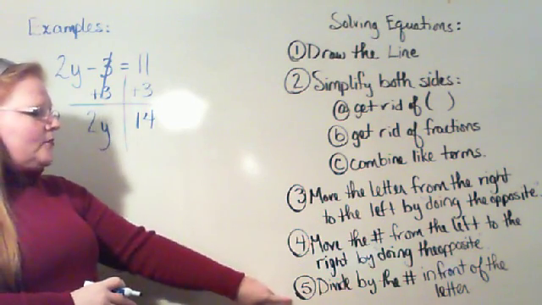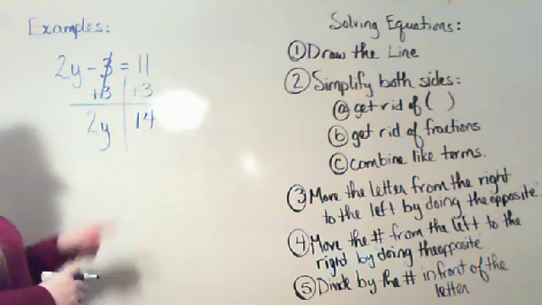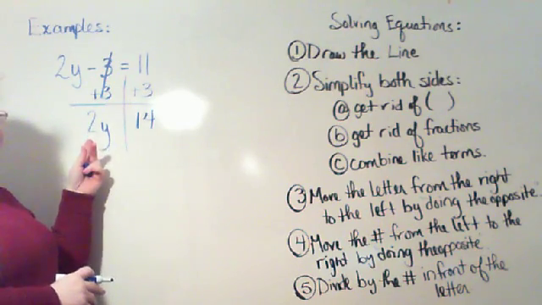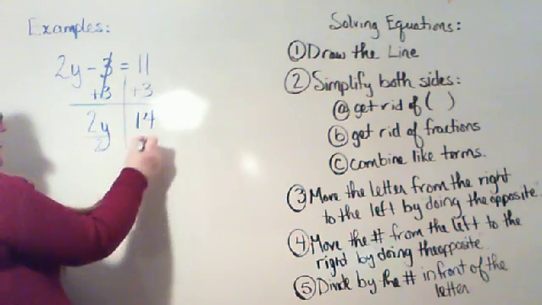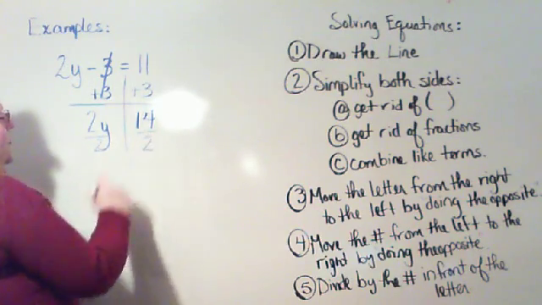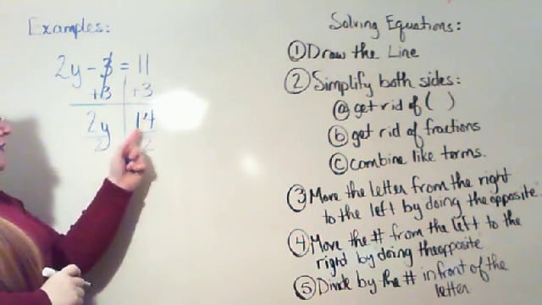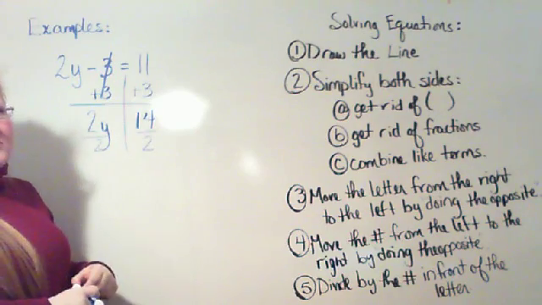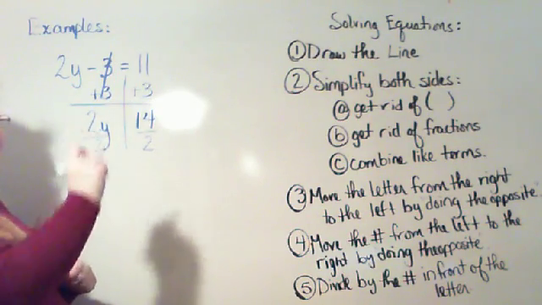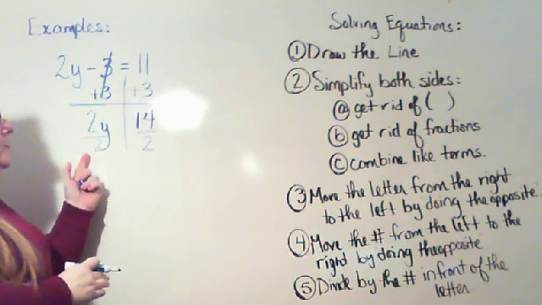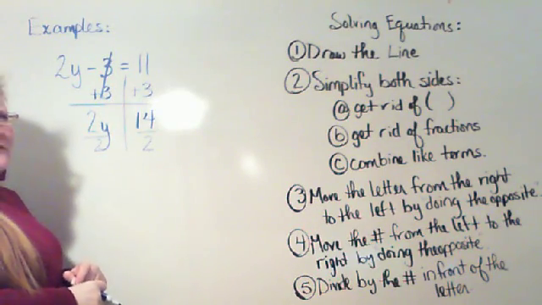Now you need to divide by the number in front of the letter. The number in front of my letter is a 2. So that means I need to divide this side by 2 and divide that side by 2. This fraction bar that I drew is how we show division in algebra. We don't do the little dots and the line in between. We always do it with a fraction bar.